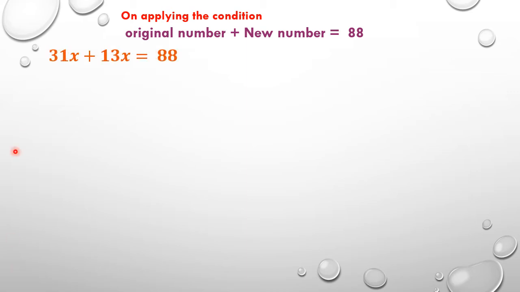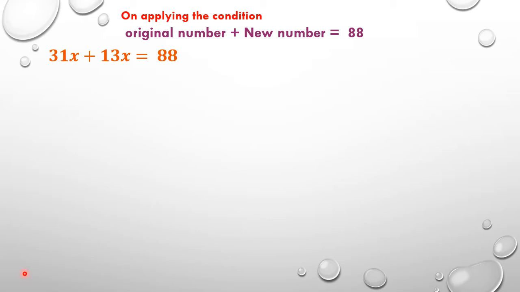On adding 31x and 13x, the condition is that on the RHS we will have 88. This is already given in the question. Just go through the question. You will find that on adding the original number and the new number, the sum is equal to 88. This is already provided in the question. Now just add 31x and 13x. What do you get?